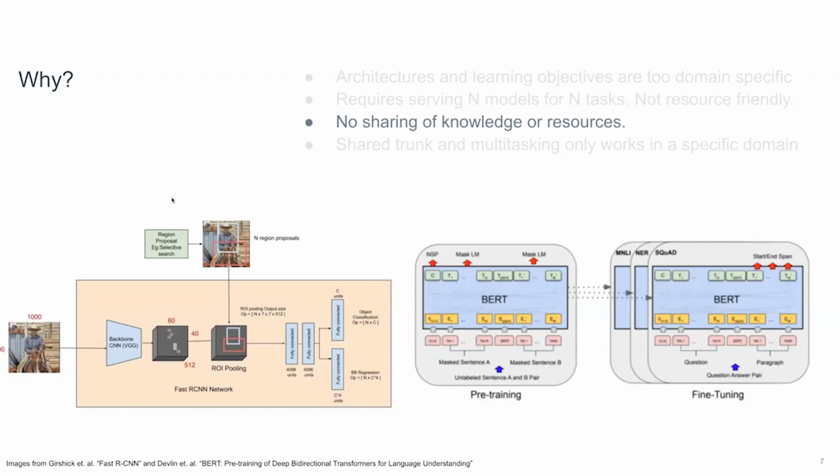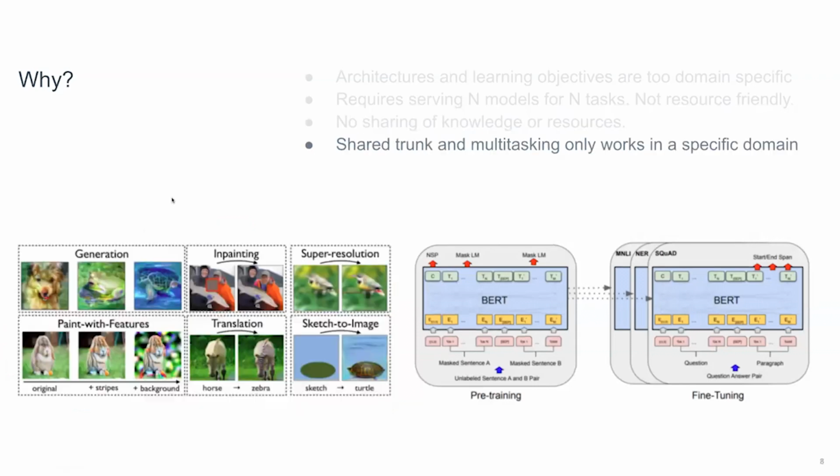For example, let's say I learn something from vision. How do I apply that knowledge to NLP as well? So there is generally no sharing of knowledge or resources cross-domain. Then the shared trunk and multitask setups, like we discussed, currently only work in a specific domain. For example, ChatGPT currently only works for text, but doesn't really incorporate images in any way. How do we move one step further from it?